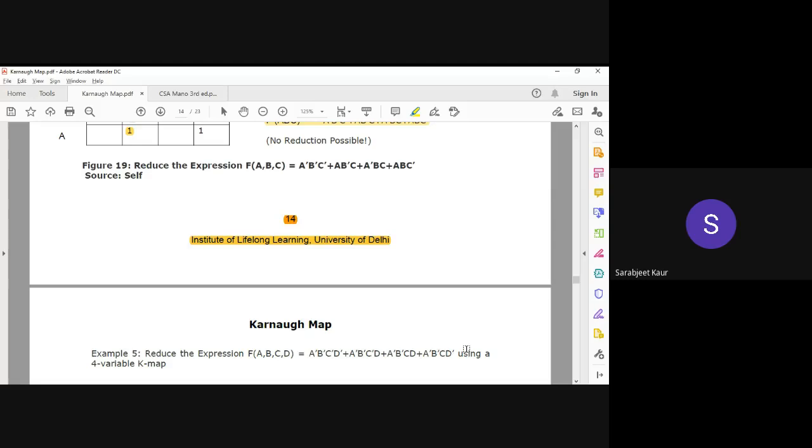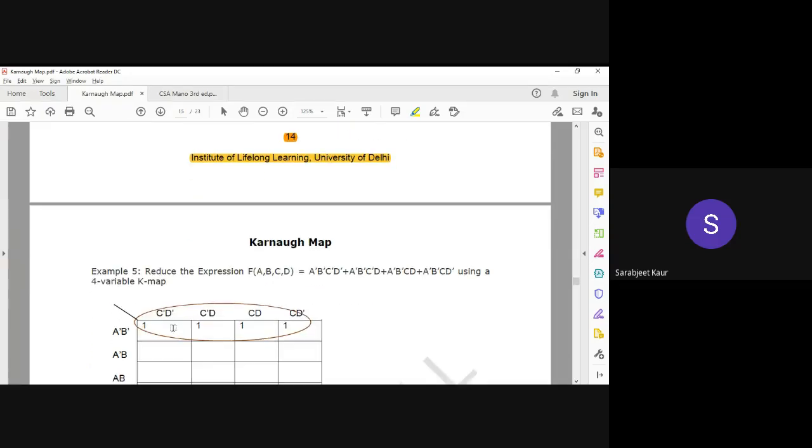So A dash, B dash, C dash, D dash is 0, 0, 0, 0. The next one is 0, 0, 0, 1, so 0 and 1. Then next one is 0, 0, 1, 1, which means 3. And then 0, 0, 1, 0, which is 2. So actually we will be putting ones in 0, 1, 2, and 3. So the first row is all ones. Let us try and group now. So obviously one single quad is possible here.